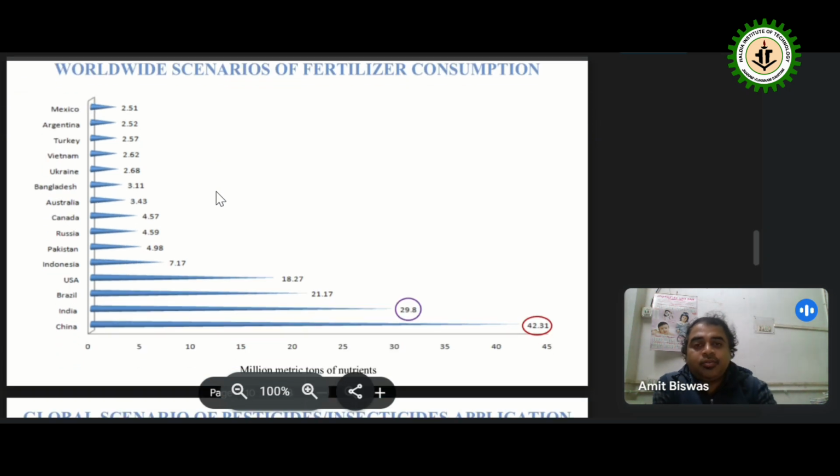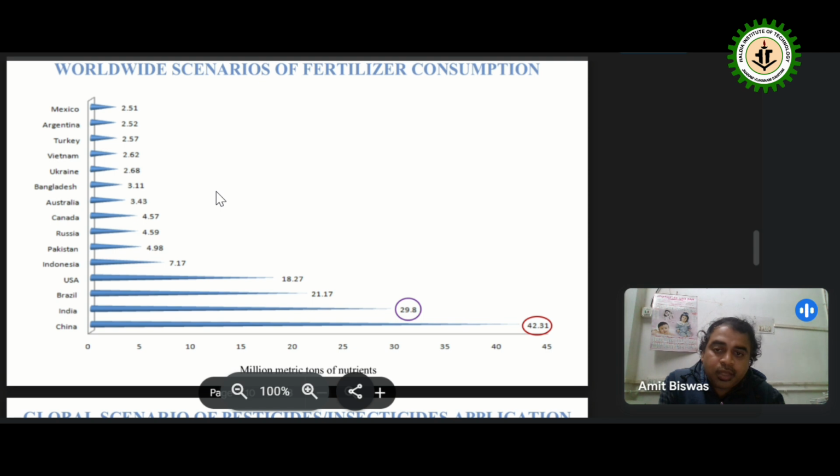Now the worldwide scenarios of fertilization. As you all know, agriculture is basically dependent on fertilizer, chemical fertilizer and organic fertilizer. So this is the scenario of chemical fertilizer consumption worldwide. First one is Mexico, it is 2.51 million metric tons of nutrients. Argentina 2.52.